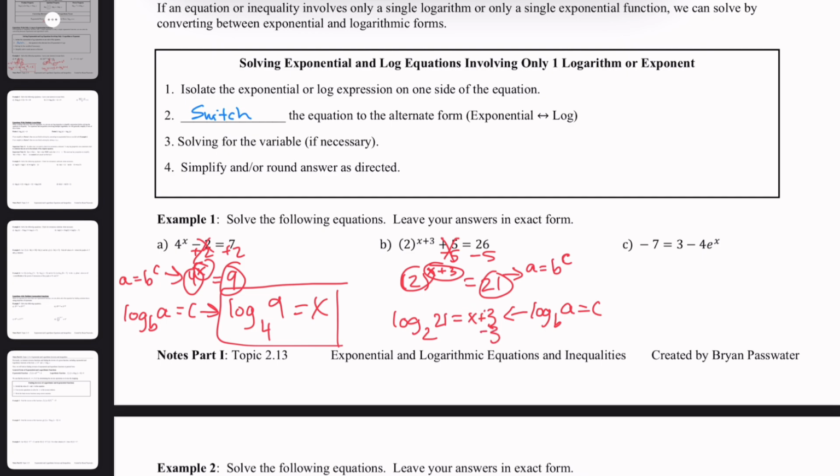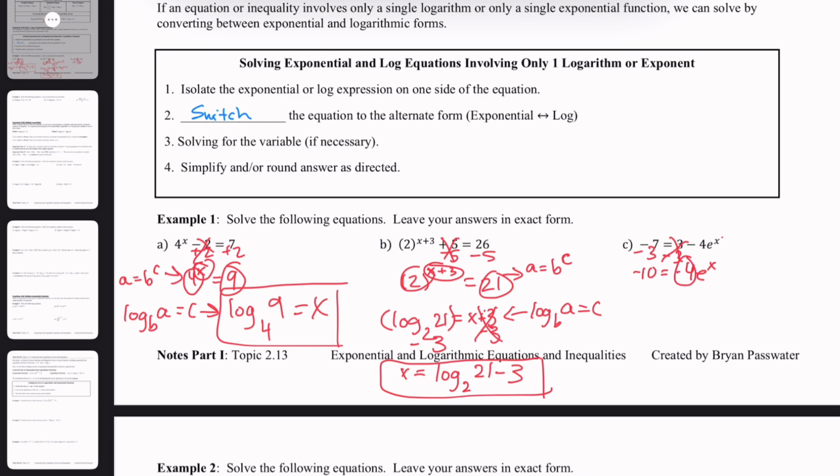So now let's isolate x. So minus 3. So we would subtract 3 from this entire log equation. So now x is equal to log base 2 of 21 minus 3. Now for the next one, this right here is the exponential, so we want to isolate that. So we can subtract 3 on both sides. It's negative 10 is equal to negative 4 e to the x.